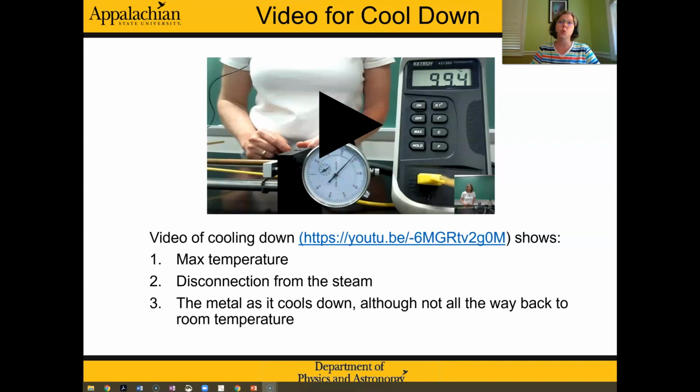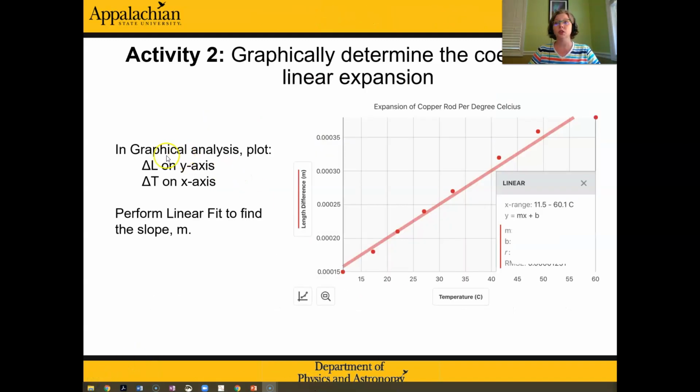I do recommend that you watch a portion of this video, either on fast speed or just a portion of it, to determine the basic construct of how you want to set up your experiment. You will watch the video a second time when you actually need to take data. So you're going to graph delta L on the y-axis and change in temperature on the x-axis, and you will find the coefficient of linear expansion from this graph.